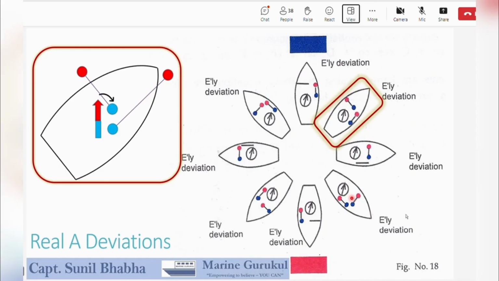Okay, sir. Sir, if the rods are of the same length but one is forward and one is aft, then we can call them unsymmetrical. Okay, now beta you are right.